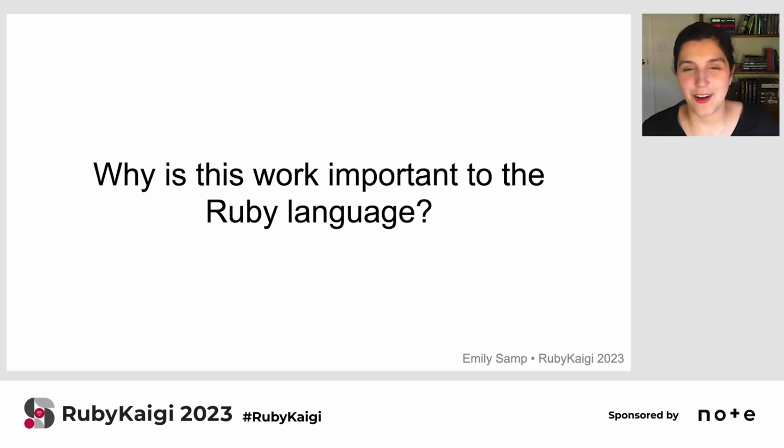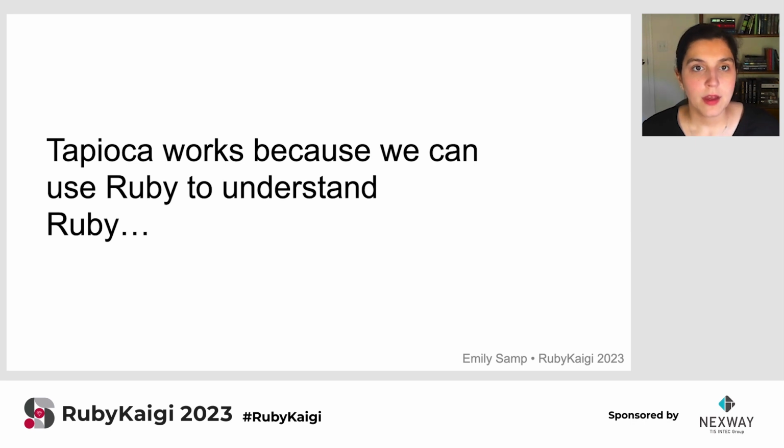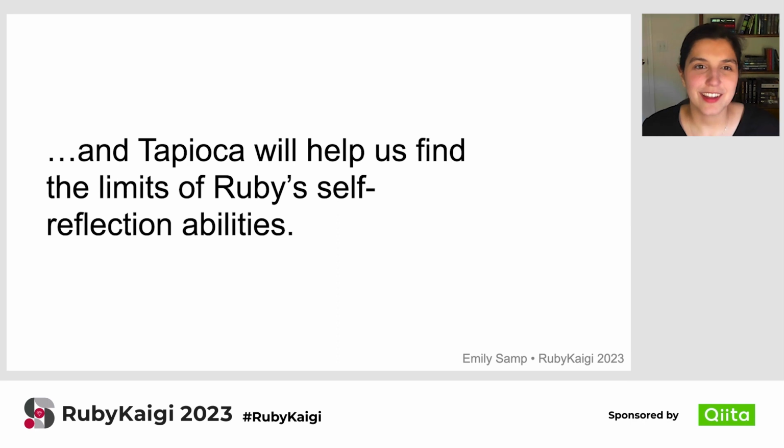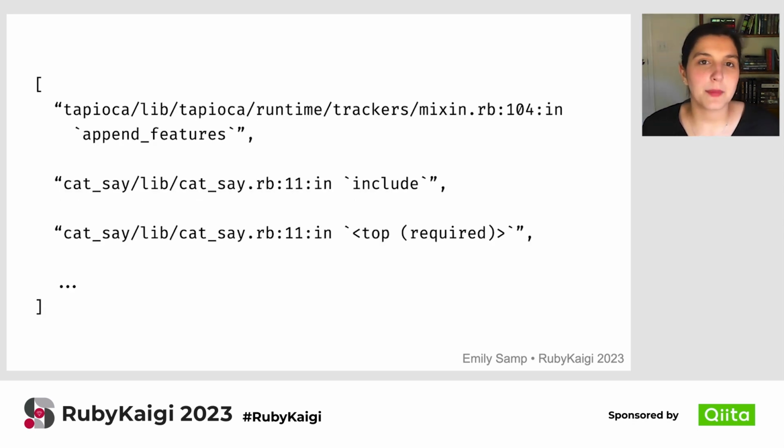Now, we're almost done with this talk, but before I leave you, I wanted to take a step back and explain why you should consider this work important, even if you personally don't use Sorbet or Tapioca. Ultimately, Tapioca is built on Ruby APIs that help us introspect and understand other Ruby code. None of this work would be possible without Ruby's powerful ability to understand and modify other Ruby code at runtime, and that is really, really cool. Because of this, the work we do on Tapioca is going to help us discover the limits of using Ruby for these purposes. A great example of this is finding the location of a dynamic mixin.